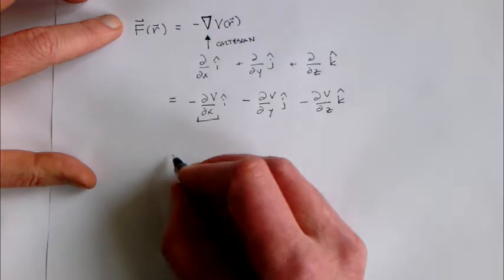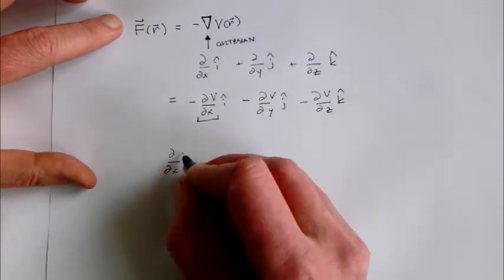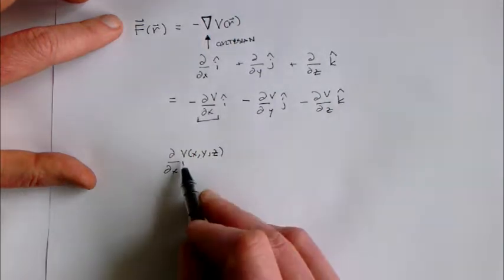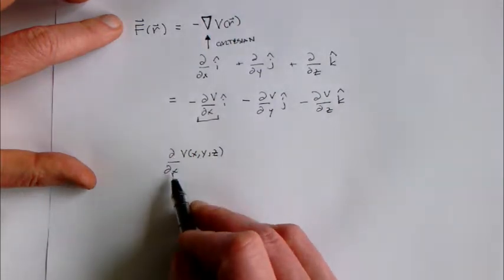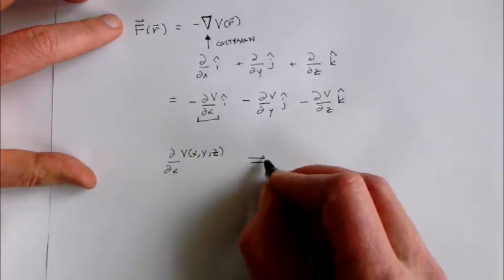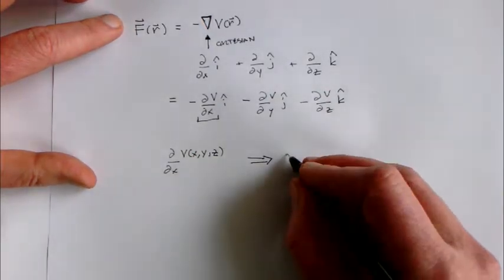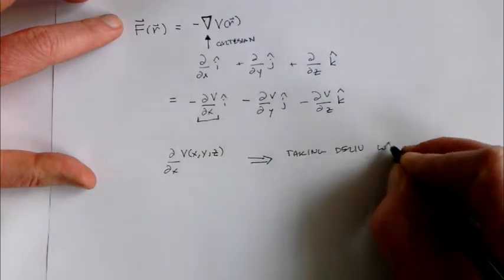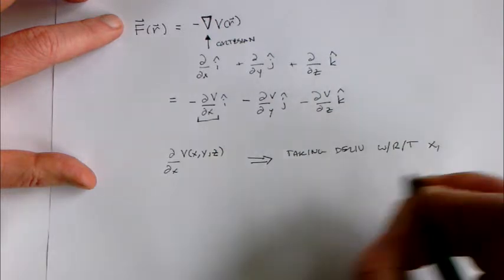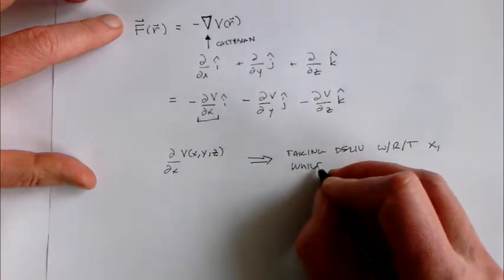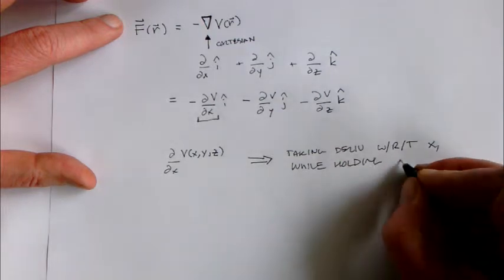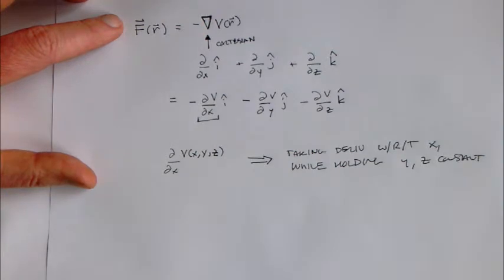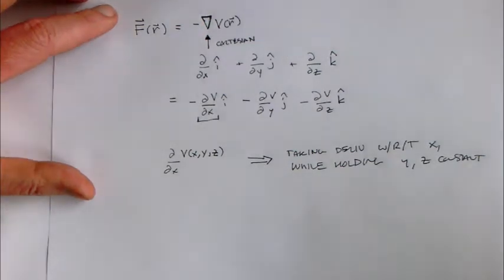So when we take the partial derivative of some function that depends on multiple variables, right? So we've got, say, the potential, which depends on x, y, and z, and I want to take the partial derivative with respect to x. What this is equivalent to, or a way to think about this, is I'm taking the derivative with respect to x while holding y and z constant. Okay? So I'll give you a couple of simple examples of that.